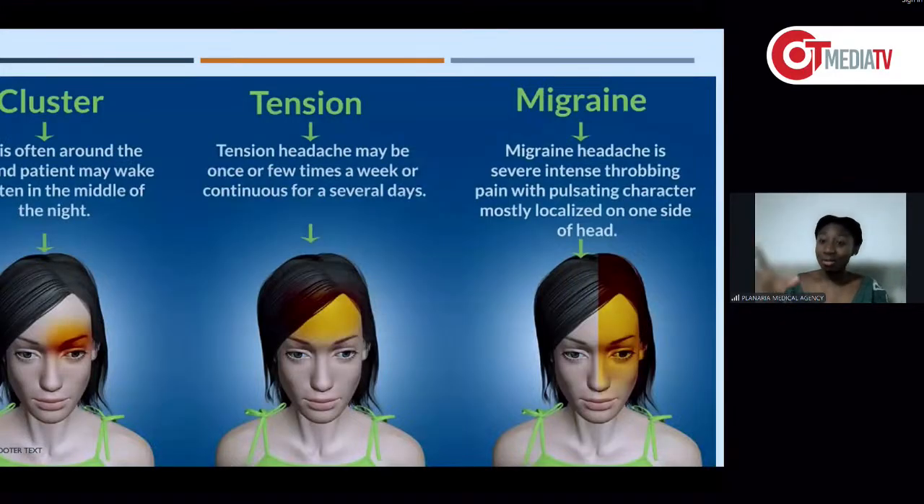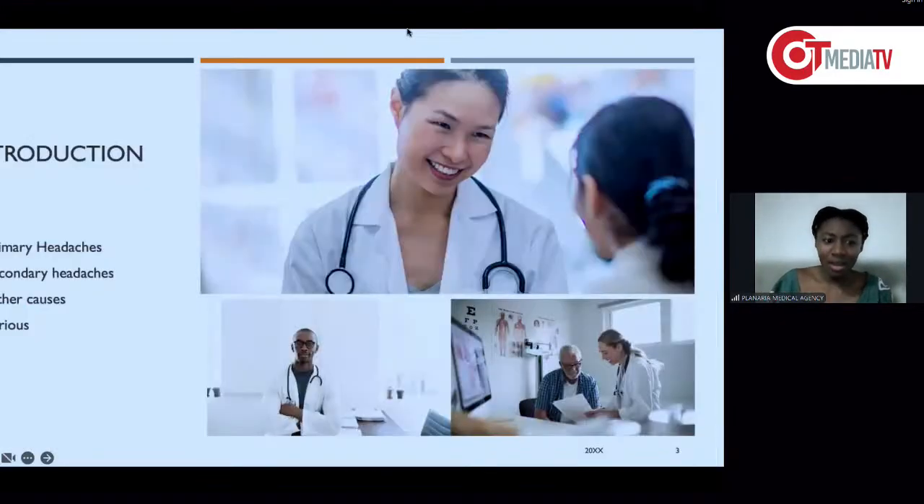Types of common headaches are cluster headaches. Wait, hold on, I think I skipped a slide. There are two main types of headaches: primary headaches and secondary headaches. Primary headaches are headaches that are just headaches and don't have any cause. Secondary headaches are headaches that are caused by something else, so they're secondary to the cause of the headache.